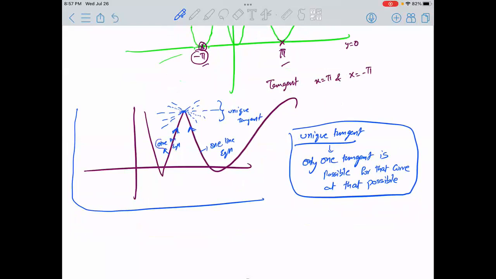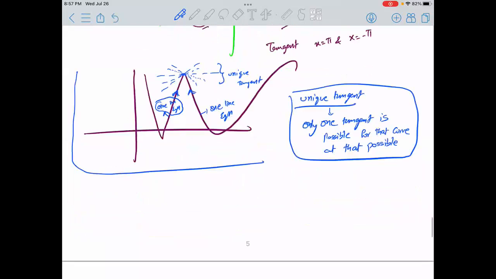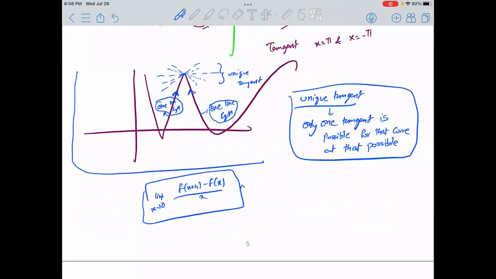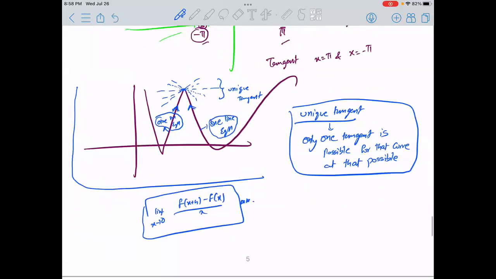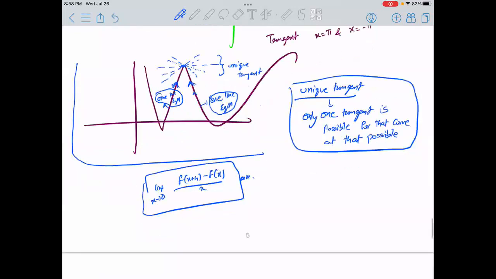You will get to know this from differentiability. There is a concept known as the limit as h tends to 0 of f of x plus h minus f of x divided by h. At that time you will understand. This is one line and this is the other line. Both won't approach the same point. Clear? That's why I explained this thing.